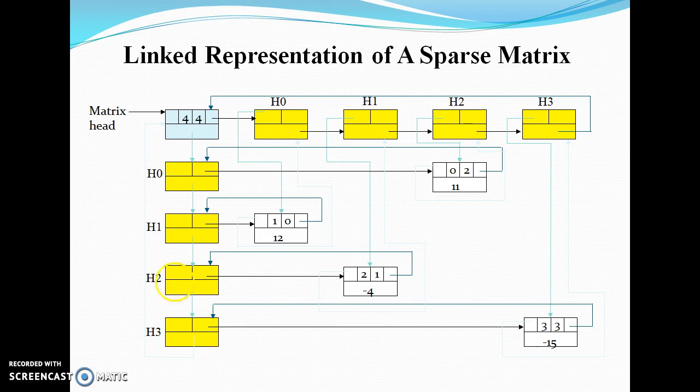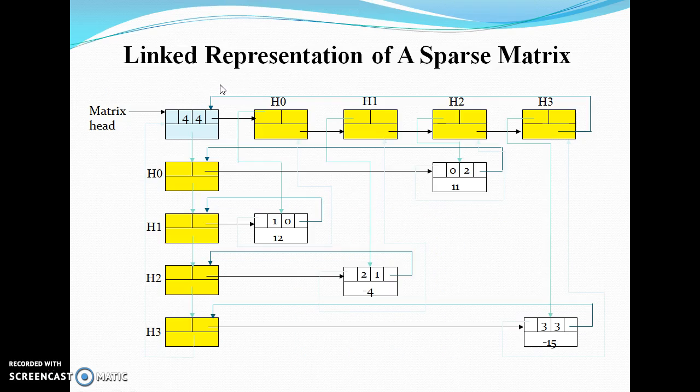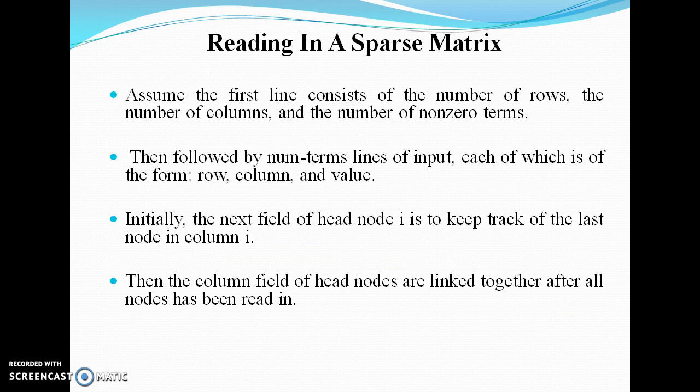So we can also see how we can represent this particular matrix using a linked list. You can see the rows and columns just having the head node. A typical head node has down, head and right. So this is how your linked list is. Each and every node will represent the element in that particular row and column. So the row is 1 and the column is 0. So this is how it's represented. We can also read a sparse matrix, assuming each line and the particular matrix.